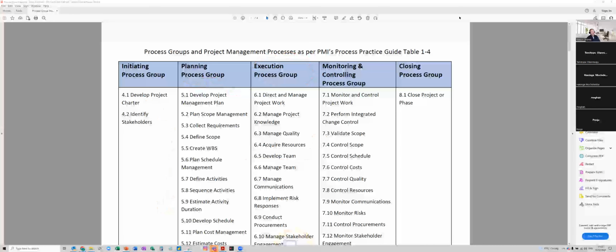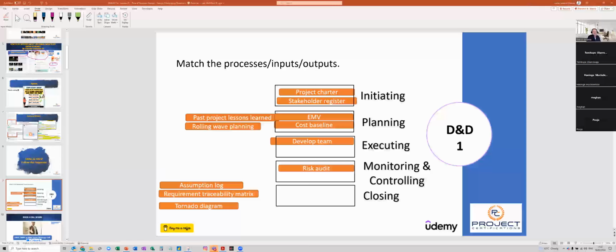Anyone who would like to finish this off? So we have 3 more left: the assumption log, requirements traceability, and the tornado diagram. Any brave volunteer? Maybe. All right. In that case, why don't we just go one by one? So, does the assumption log go to initiating, planning, executing, or monitoring and controlling, where we create the assumption log as an output? If you know the answer or you have an idea, please put it into the chat. And also please participate through the chat, because that's how we're going to learn a lot. Okay.